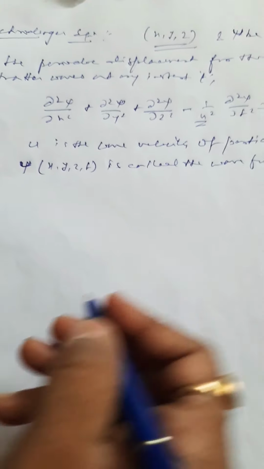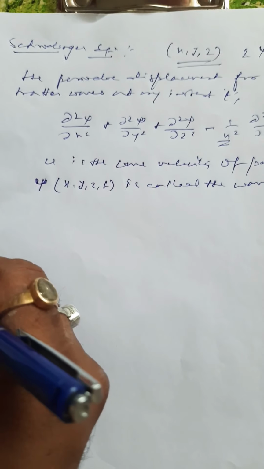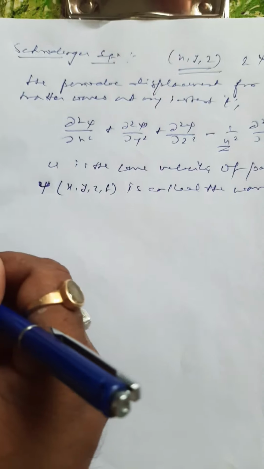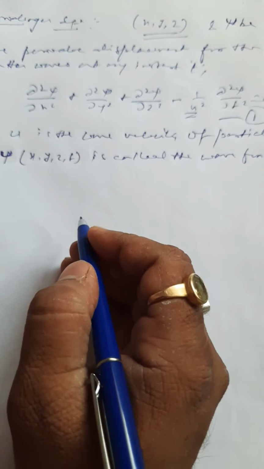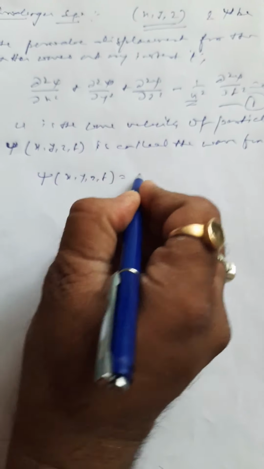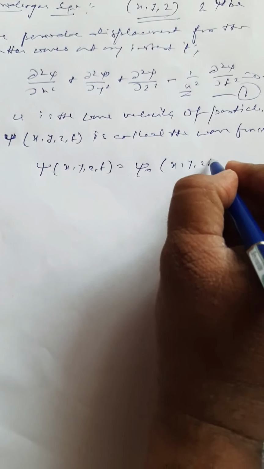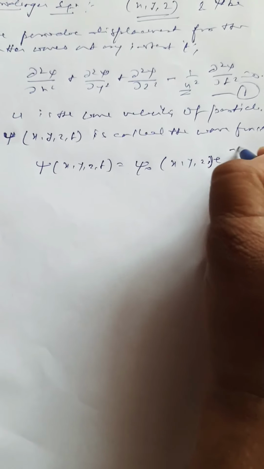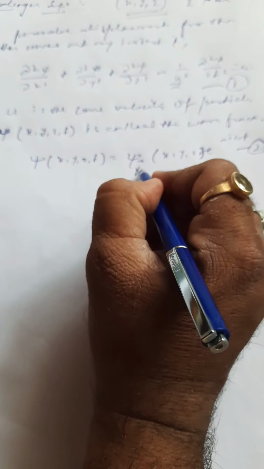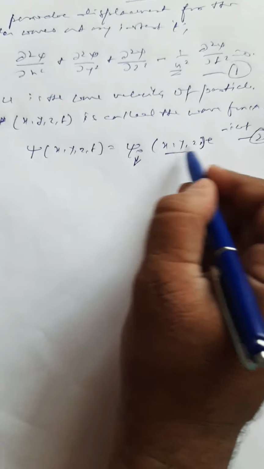Now it can be expressed as a periodic displacement and form the solution of the equation. Let this be equation number 1. So we can express the solution of this equation as psi as a function of x, y, z, t equal to psi naught of x, y, z into e to the power minus i omega t. So this will be equation number 2, where psi naught is the amplitude of the particle wave at the point x, y and z, and it is independent of t.